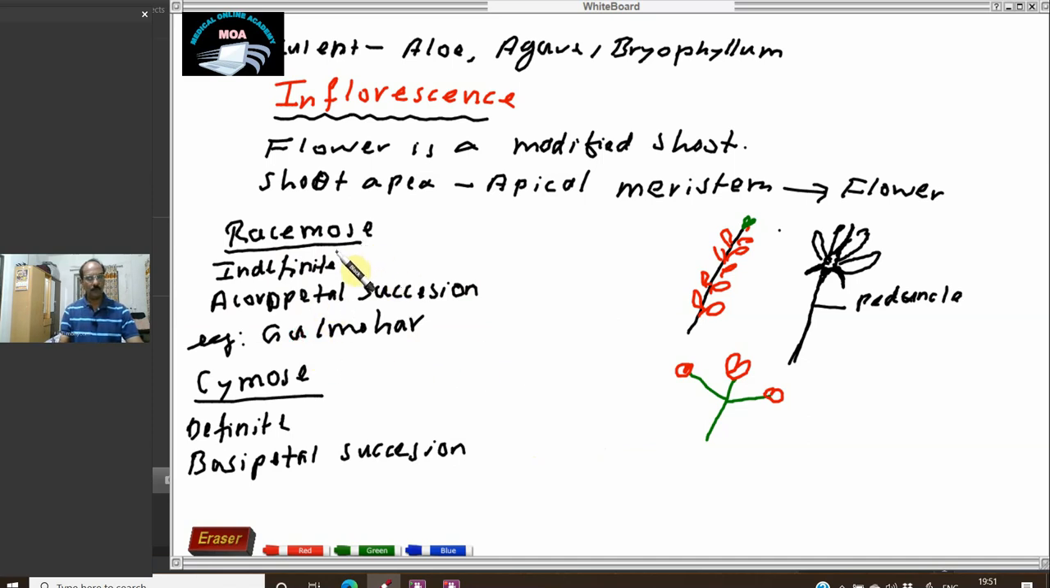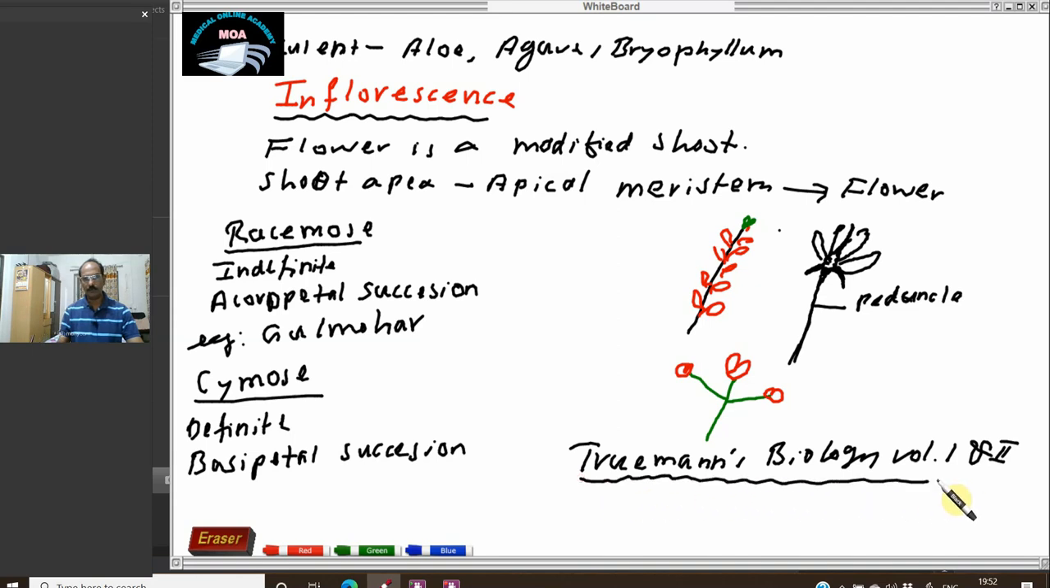So if you want more on the different types of racemose or cymose inflorescence or the special types of inflorescence, you can refer to Trueman's Biology book. I will give the reference: Trueman's Biology, volume 1 and 2. You purchase both volumes and you will get all the topics of the 11th standard and 12th standard. In volume 1 you will get the 11th standard, in volume 2 you will get the 12th standard details of all the topics. So you purchase this book and study the extra points related to racemose and cymose inflorescence.